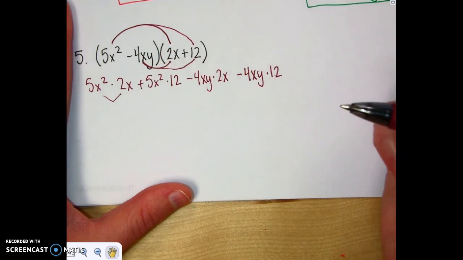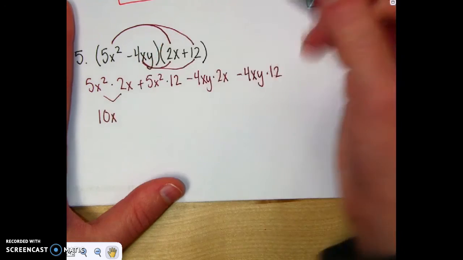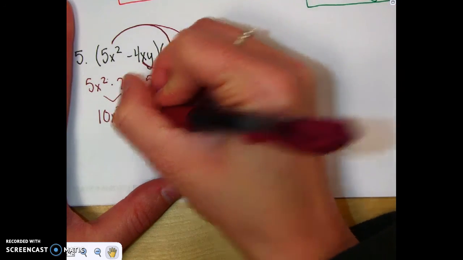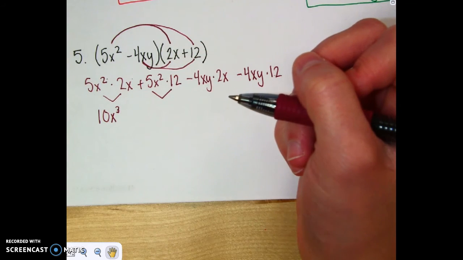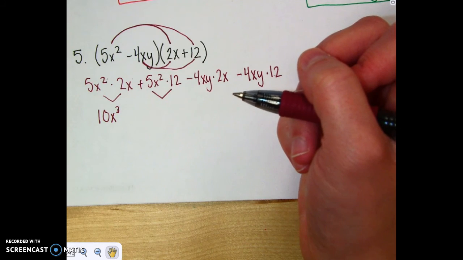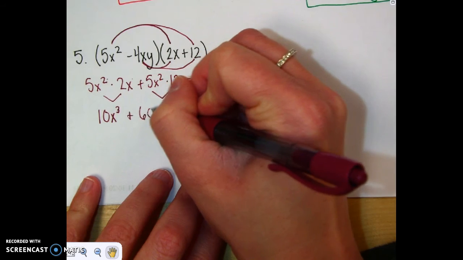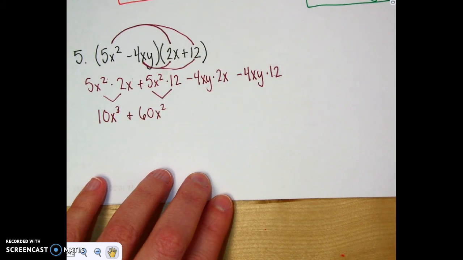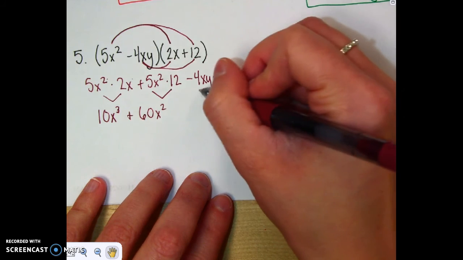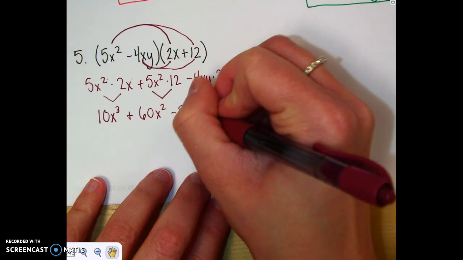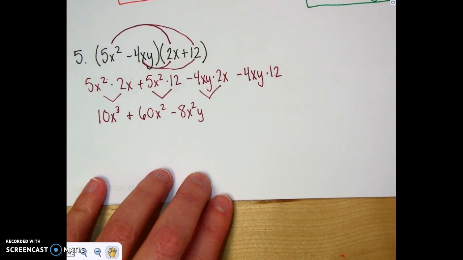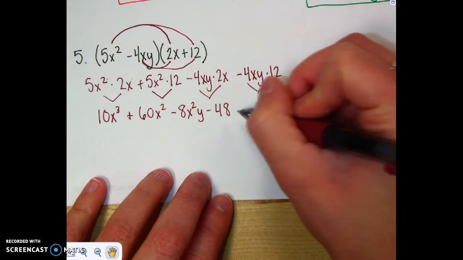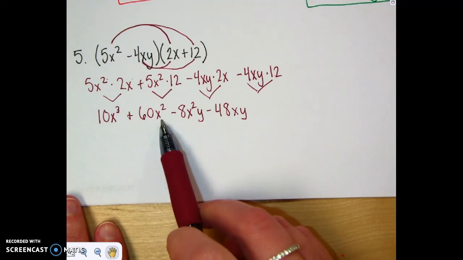5x squared times 2x. 5 times 2 is 10. And for the x's, that's 2 plus 1, so that's to the third power. For 5x squared times 12, 5 times 12 is 60. And just bring down the x squared. For this one right here, negative 4 times 2 is negative 8. And for the x's, I now have 2 of them, so that's x squared y. And this one, negative 4 times 12 is negative 48xy.